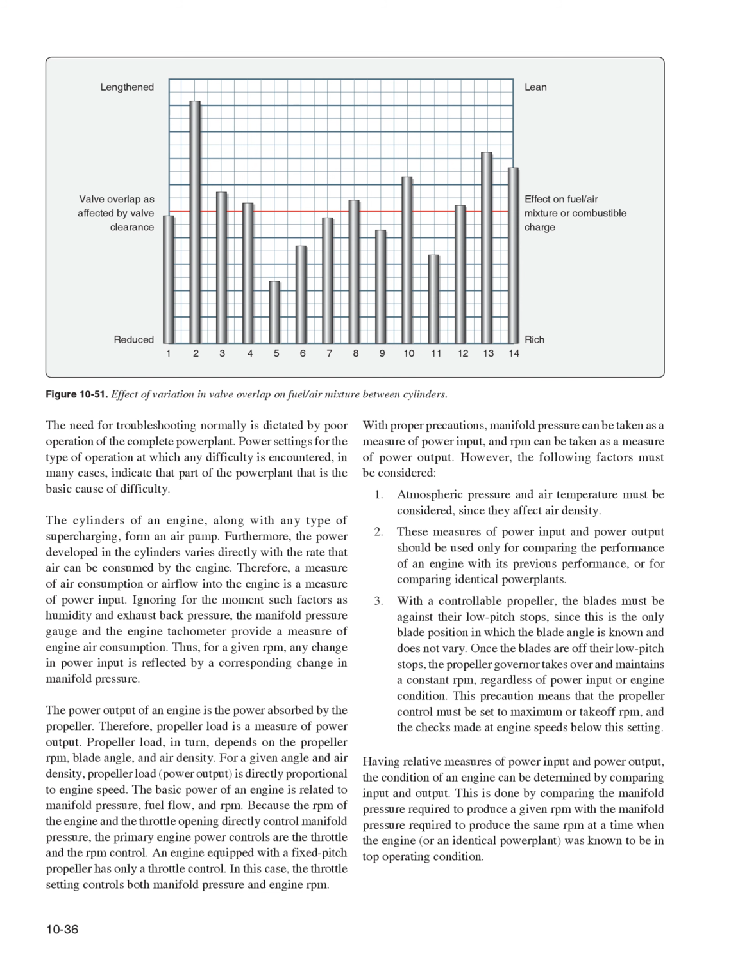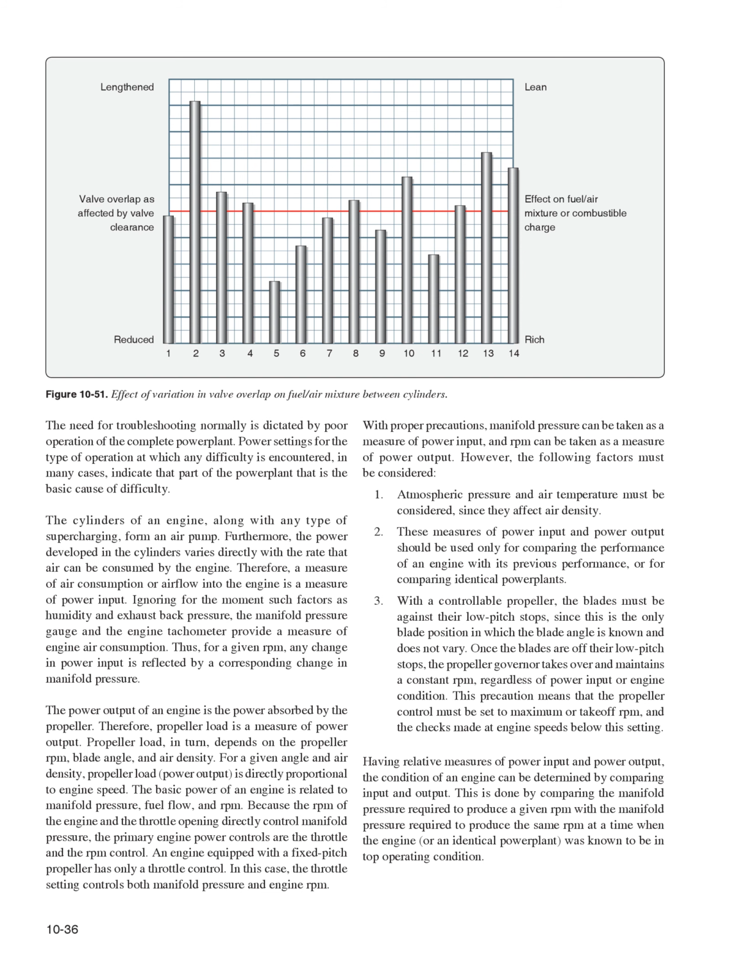The power output of an engine is the power absorbed by the propeller. Therefore, propeller load is a measure of power output. Propeller load, in turn, depends on the propeller RPM, blade angle, and air density. For a given angle and air density, propeller load, power output, is directly proportional to engine speed. The basic power of an engine is related to manifold pressure, fuel flow, and RPM. Because the RPM of the engine and the throttle opening directly control manifold pressure, the primary engine power controls are the throttle and the RPM control.